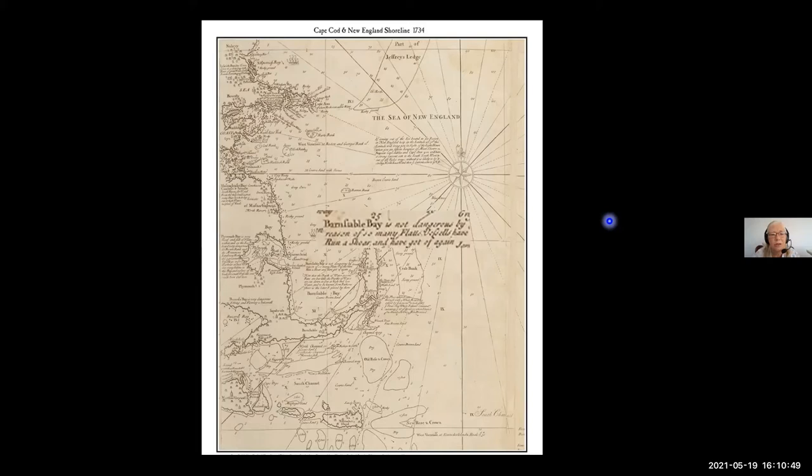And here's a note in the middle. It says Barnstable Bay is not dangerous by reason of so many flats, and you won't run ashore because you can get off again. Those aren't exactly the words, but that's what it says. So this is letting you know that the water will come back in after low tide in the bay and your ship will float again. So this would be directed at sailors, explorers.